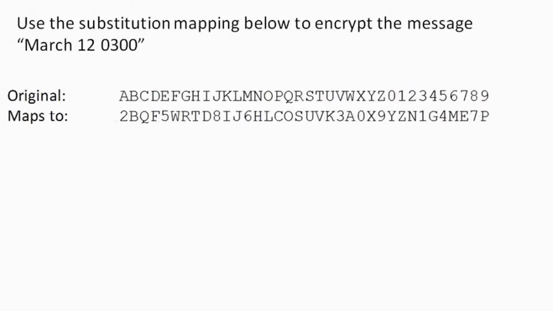So let's use this substitution mapping to encrypt the message March 12th at 0300 hours. In this case, what we have is a sort of random substitution cipher. In this case, it's an alphanumeric one that includes the numerals 0 through 9. And basically, these have been randomly shifted, which creates a much larger set of possible encryptions than the basic shift cipher did. So to go ahead and encrypt here, we do the same thing we did before.